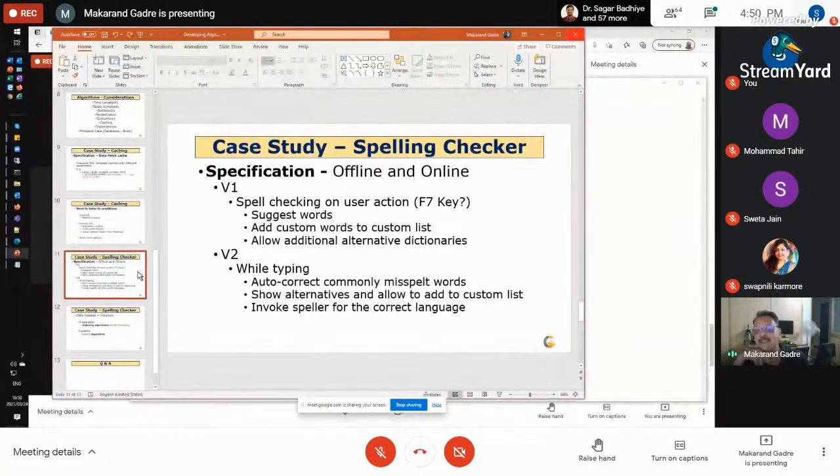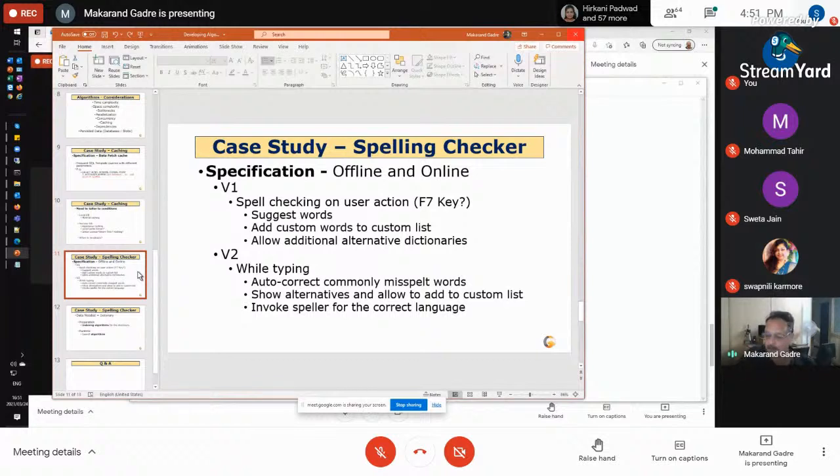Then this guy says, add custom words to custom list. He says, you know what, I think this word, Makaran, is a good word. Don't correct it, it's my own name, add it to the custom list. So they would say that in the UI. I don't know what's going to happen in the UI, I don't care about the UI at this point. The UI is something that the user interface program will do. This is my module, the one that is doing spell checking.